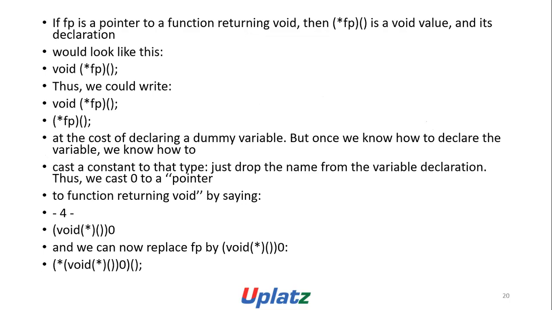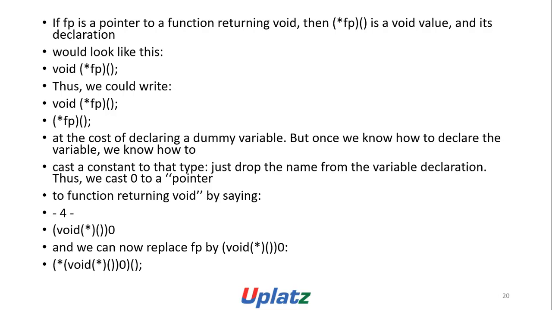If fp is a pointer to a function returning void, then (*fp)() is a void value, and its declaration would look like this: void (*fp)(); Thus, we could write void (*fp)(); at the cost of declaring a dummy variable. But once we know how to declare the variable, we know how to cast a constant to that type. Just drop the name from the variable declaration.